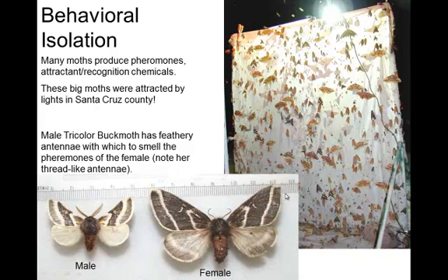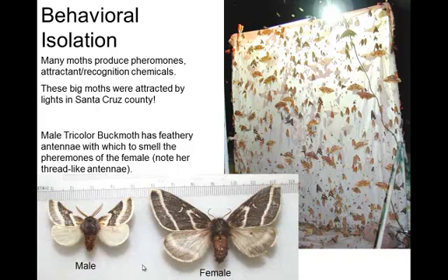Pretty cool. But just to show you about pheromones, I've shown you here a male and a female of the tricolor buck moth, and I want you to pay particular attention to the antenna. Notice the female has simple filamentous antenna, while the male has these plumose or feathery antenna. The male actually uses those antennae to detect and follow pheromones that the female releases. And so the male will typically fly to the female.